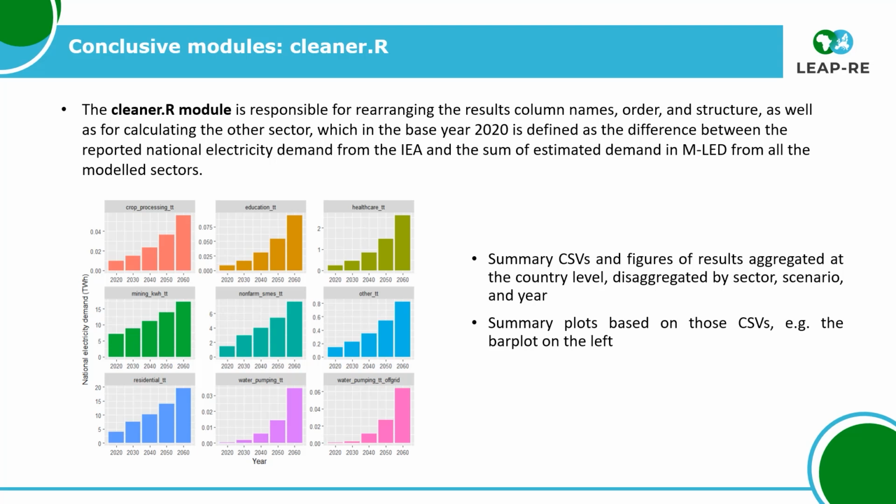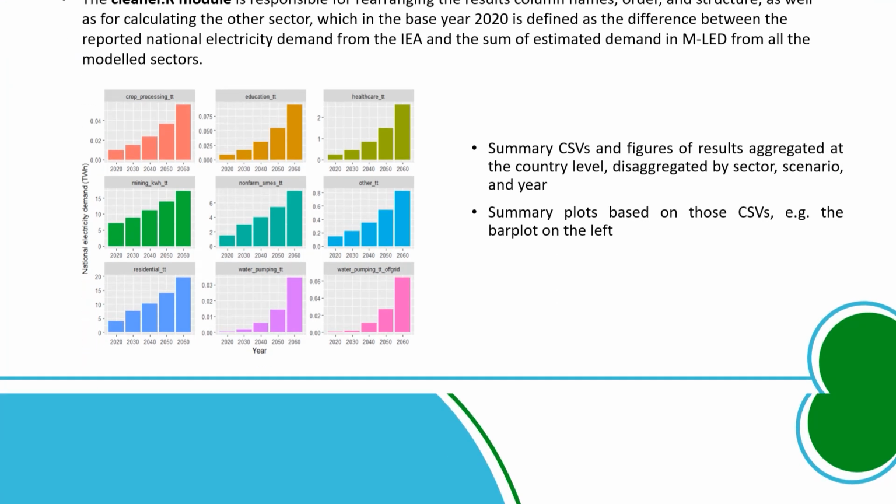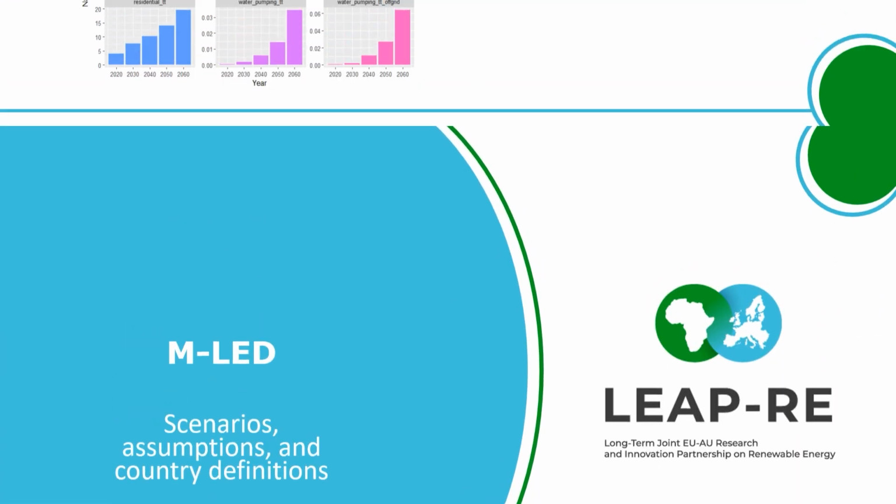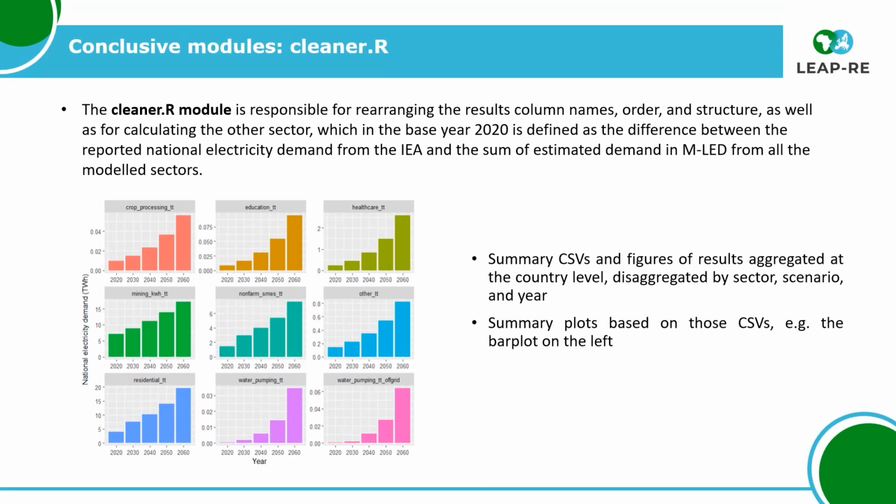This cleaner module produces summary CSV files and figures, so to get a glimpse, basically, at the end of a model run of what are the total estimated demand and its evolution in the different sectors in different years, as you can see from this image example, and also some CSV files which contain disaggregated information. And in addition, of course, the output data, as we will shortly see, are written and produced at the end of a model run.